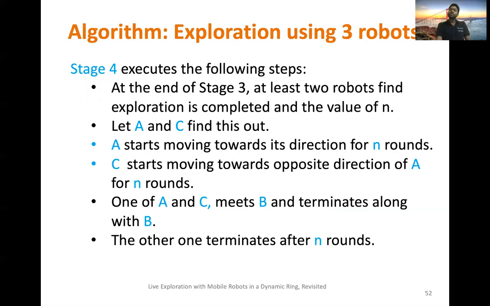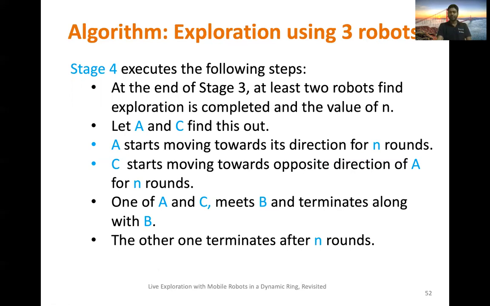A and C also know the value of n, right? Because of this calculation, what is the n value? The number of nodes in the ring. So based on that, C starts moving in the opposite direction of A for n rounds. One of A and C meets B and terminates along with B. The other robot terminates after n rounds. Let's say C meets B, C and B terminate, and A keeps moving, and A can terminate after n rounds because it knows that in n rounds, C of course meets B.